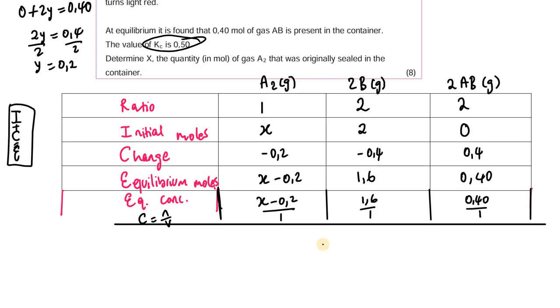So now we say Kc is going to be equal to, what is your product? Your product is AB, right? So you put AB. What is the ratio for AB? It's 2, so that becomes your exponent. And then which ones are your reactants? It's A2, and what is the exponent? It's 1. And then the other reactant is B. What is your exponent? It's 2.